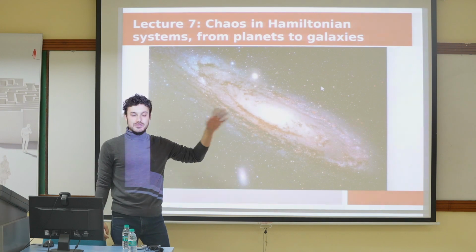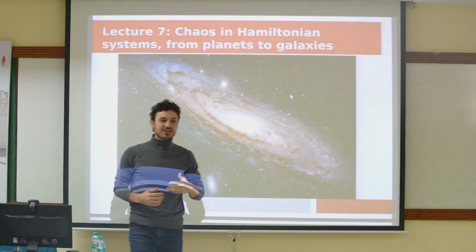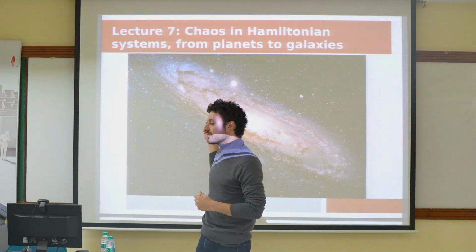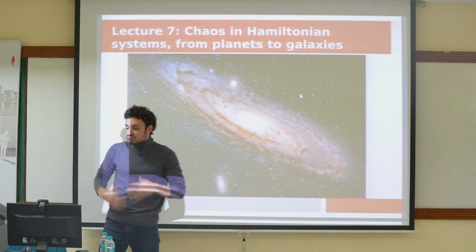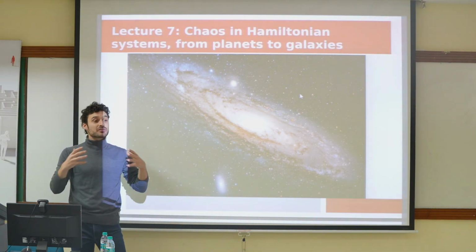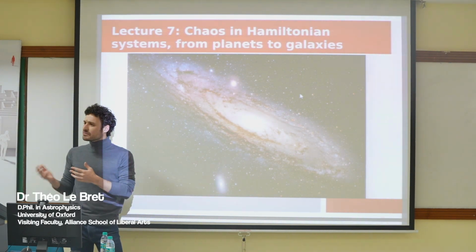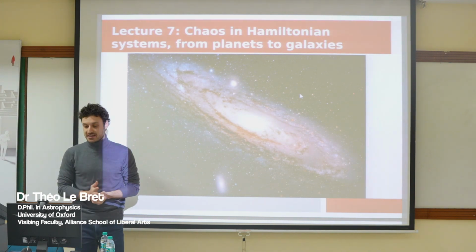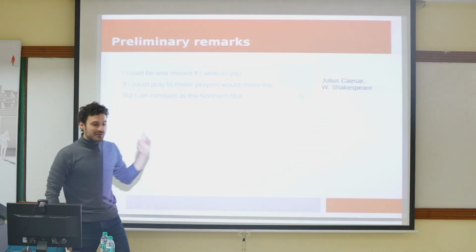So basically, the plan today is that I'm going to start with a few preliminary remarks, just broadly sketching the curiosity, the oddity basically, of applying chaos to Hamiltonian systems and astrophysical systems in particular. And then we'll move on to the meat of the subject, which is what we mean by Hamiltonian systems, how we solve them, and then a few applications from a wide variety of different fields in astrophysics. Okay, so some preliminary remarks.